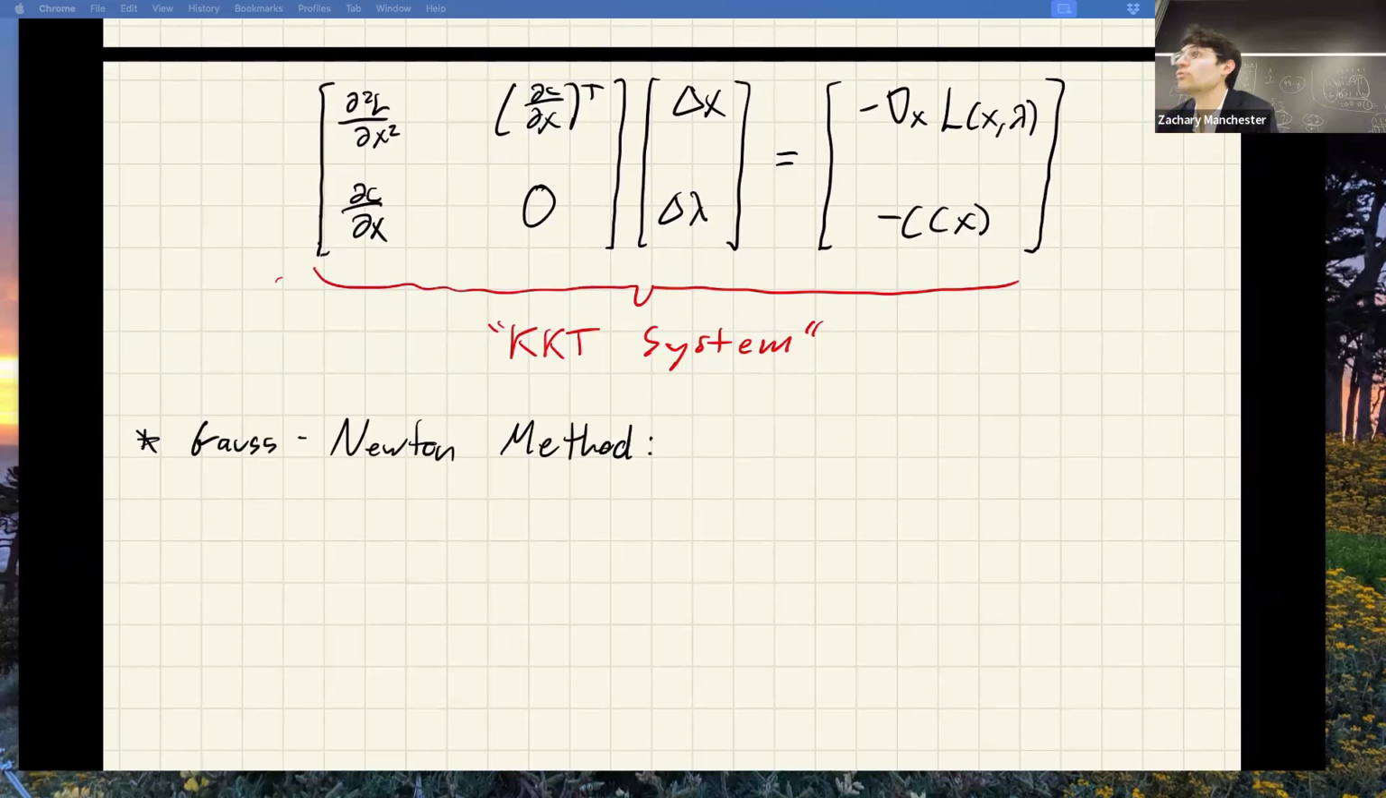Has anyone heard of Gauss-Newton before? Yeah, where? In controls class. That's surprising. It's very common in statistics; it's the standard method for nonlinear least squares. Fun fact. But yeah, it is common in numerical optimal control also. Which controls class was that in?